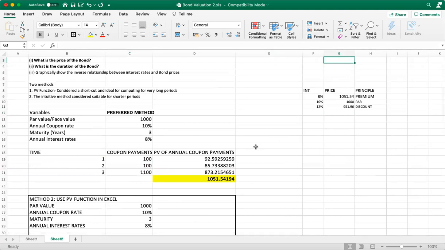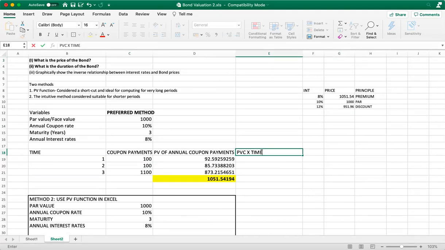So the next part of this is now to compute the duration of this bond. And if you recall, we said the duration is the summation of the present value of the coupon payments times time. So I'll come here and say PVC, present value of coupon times time, yeah. And then for the duration, you'll say PVC times time divided by the summation of the present value of coupon payment. So it is PVCT divided by the price of the bond.